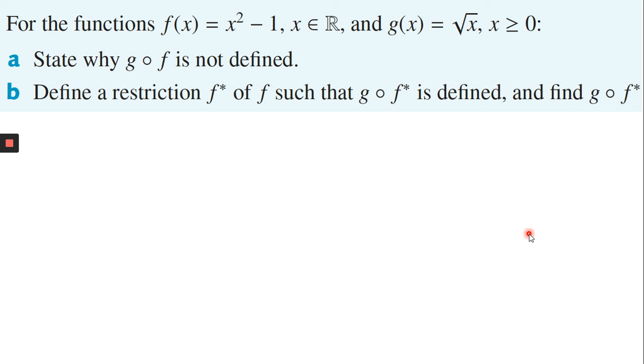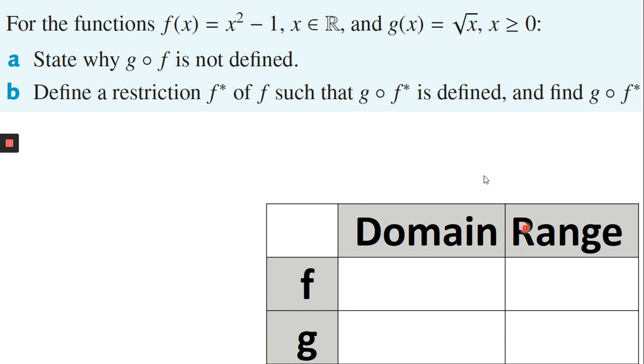For the functions, state why it's not defined and state the restriction. So let's set this up first. So domain of f. So there's f, domain of f. So this is going to be a quadratic. It's just going to drop below the x-axis, isn't it? So the domain is all of those values. The range goes from -1 to infinity. That's a way of writing it. So it's going to be a quadratic like that, but it's going to be just below the x-axis.